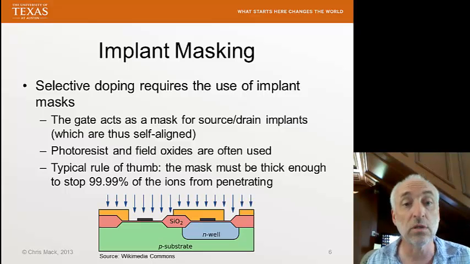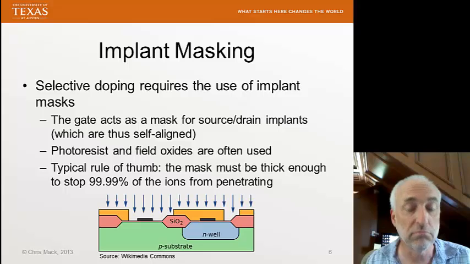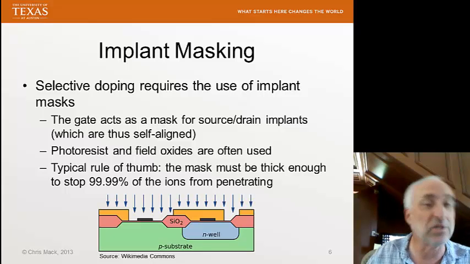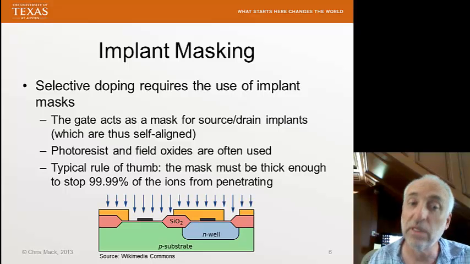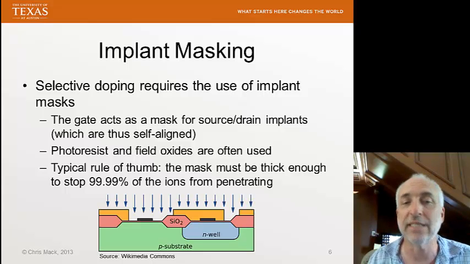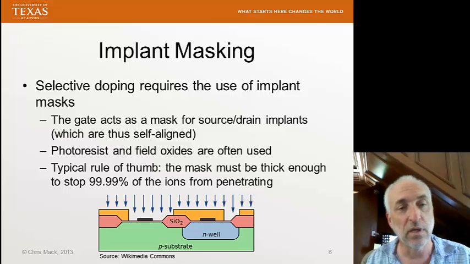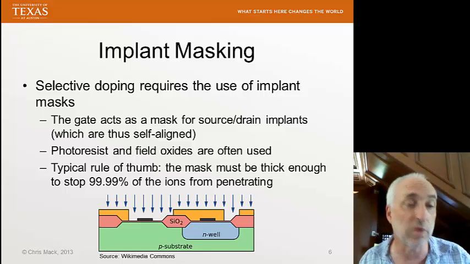Well, how good must these masks be? They have to be thick enough to stop most of the ions from penetrating. They're probably not going to stop all the ions because a Gaussian has a tail that goes on for a long ways. But a general rule of thumb is we want to stop 99.99% of the ions. In other words, we allow 0.01% doping concentration underneath the mask compared to the region where there is no mask.